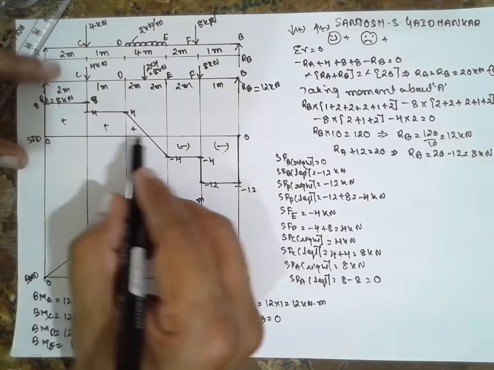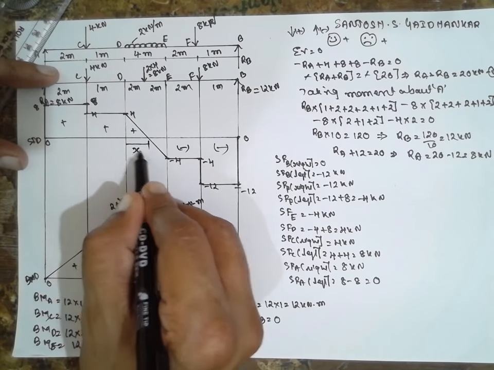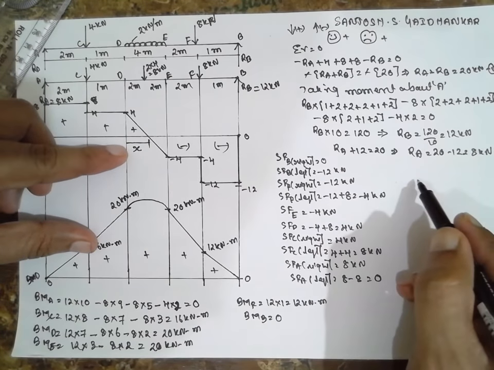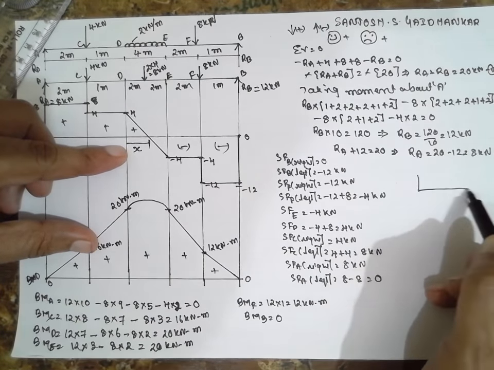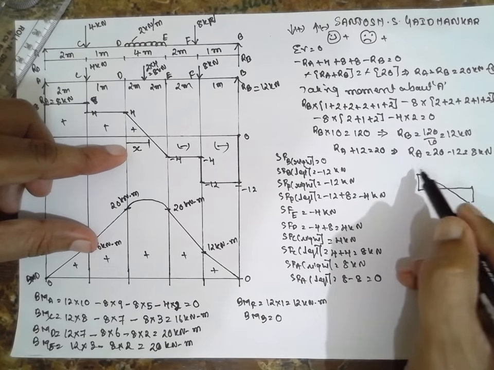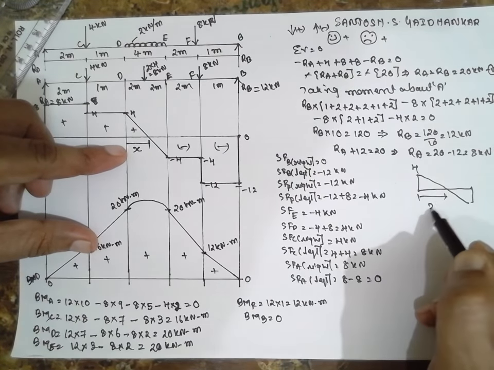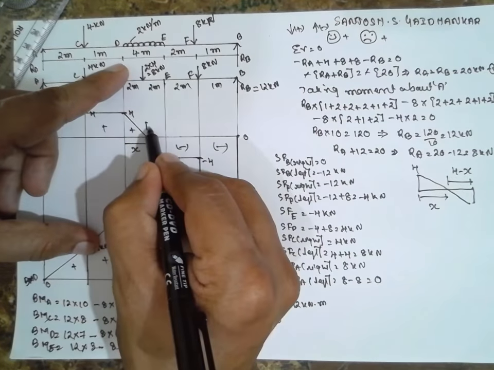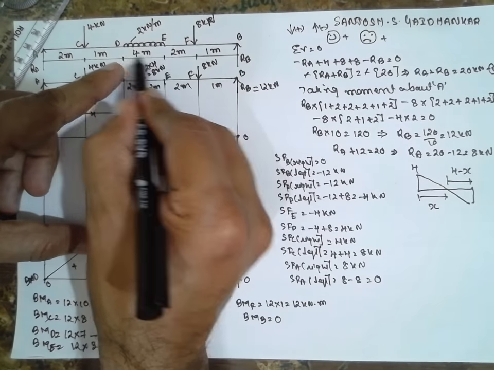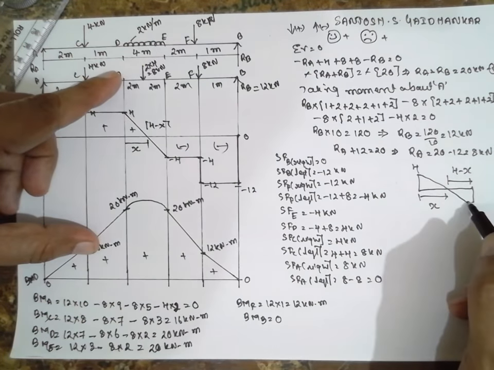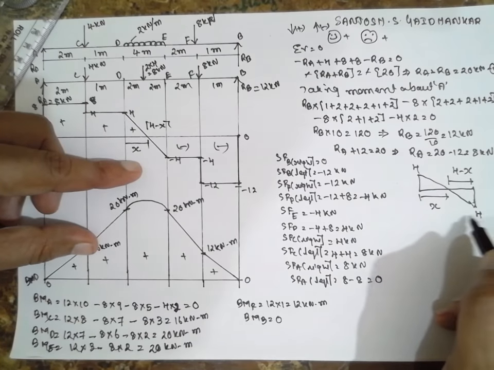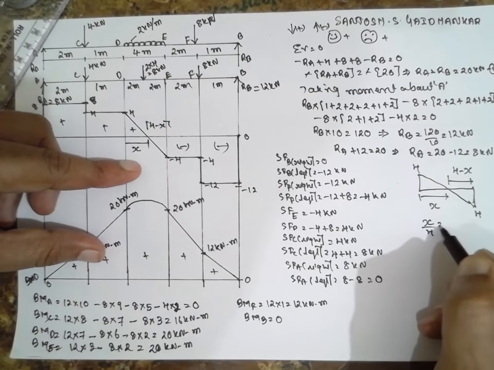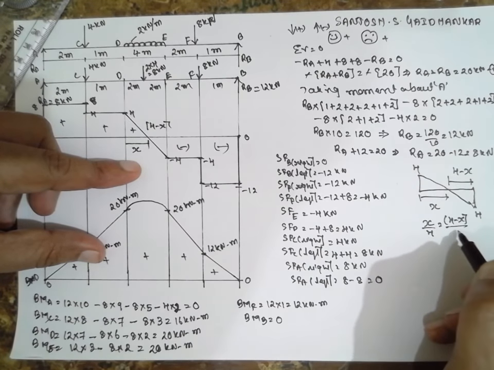We have to find out the distance x here. How to find out x? In this way you can write it. Just consider 4 here. This is the distance x. This distance will be 4 minus x. Here I have to refer this point, 4 minus x, and this value will be 4. Don't consider the minus sign, consider only the value. Now, x divided by 4 is equal to 4 minus x divided by 4.